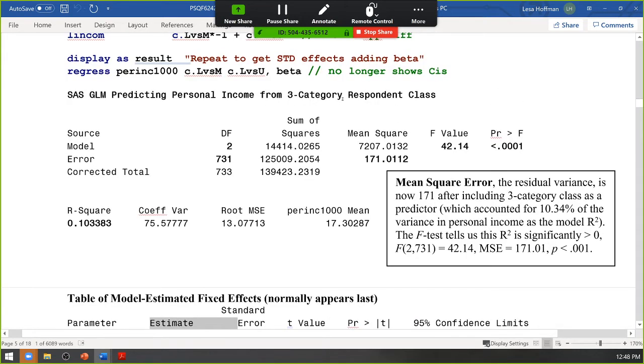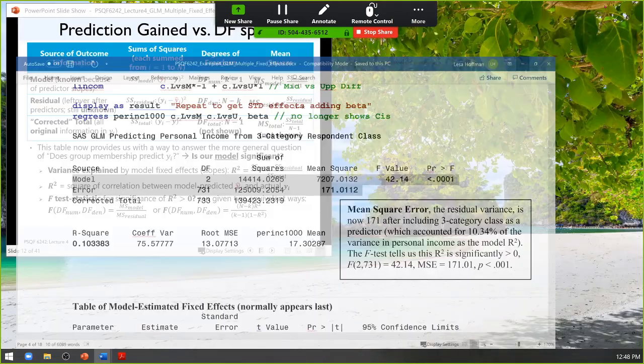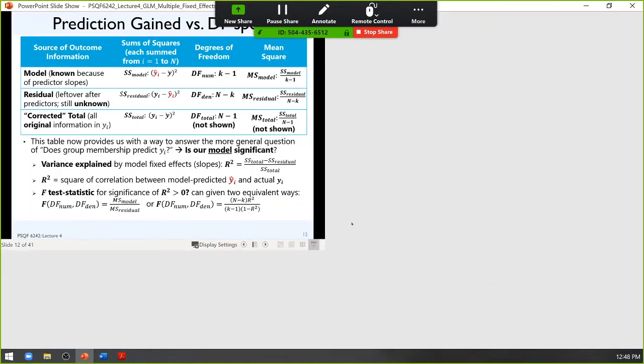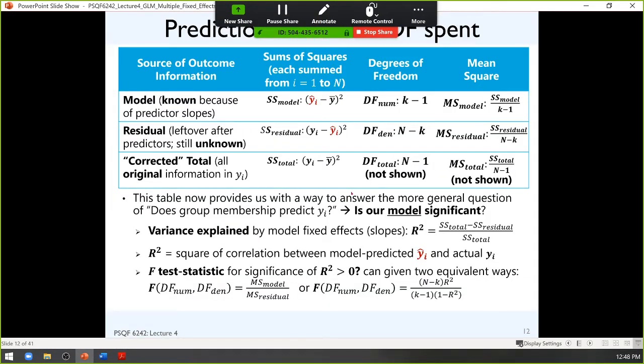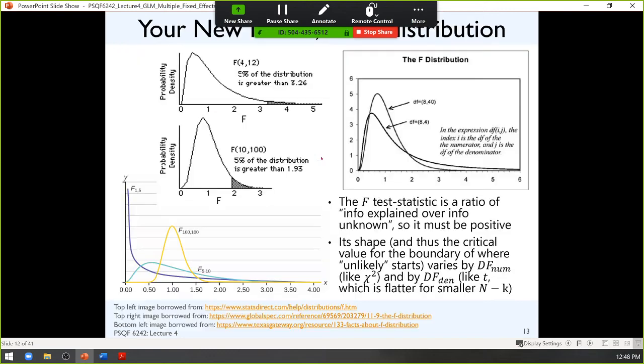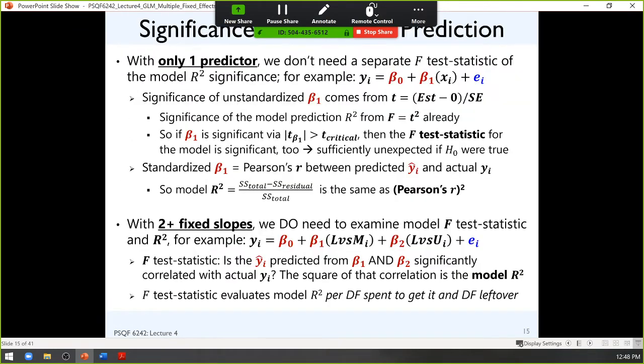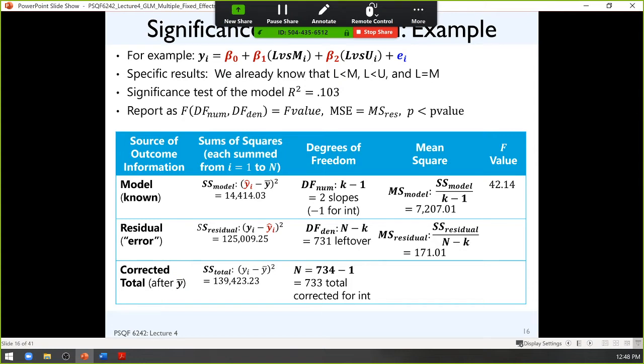Sums of squares. Let me show you this same table in a PowerPoint slide that has the formulas with it. That will be easier than me trying to say it off the top of my head. Here is this one. So this is the generic table on slide 12. Let me get to the one that has the output for this analysis right here. This is slide 16 of lecture 4.